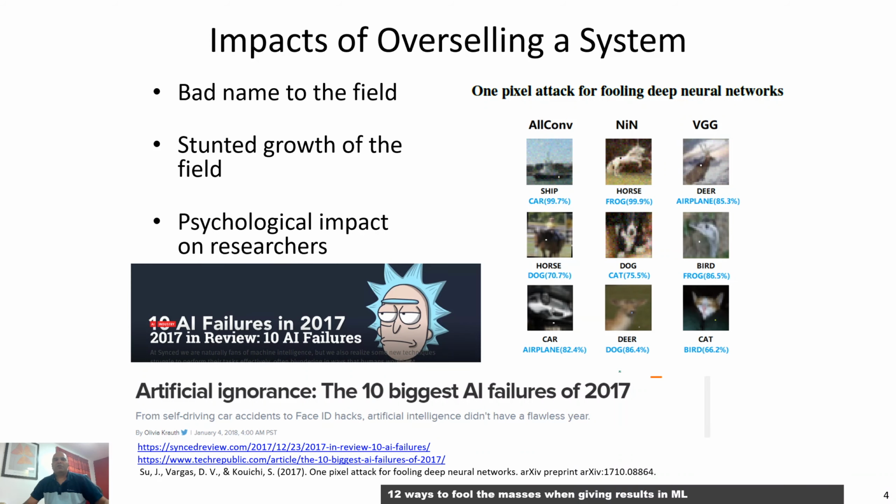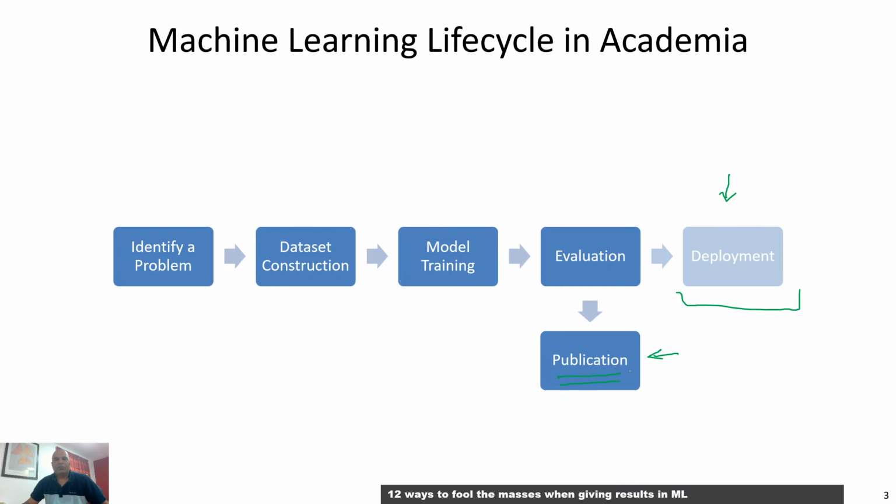Sometimes people overestimate the performance of their system. They report that the system is, let's say, 90% accurate when in practice it may not be usable at all. So these 12 ways are there to help you know what to look out for when you're reading papers or when you're reporting your own results.